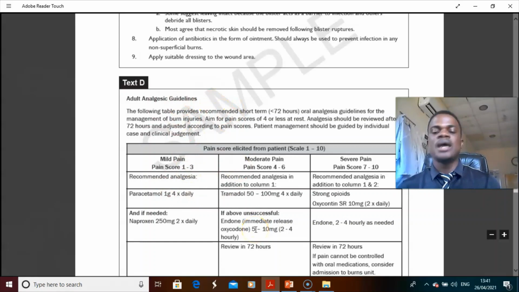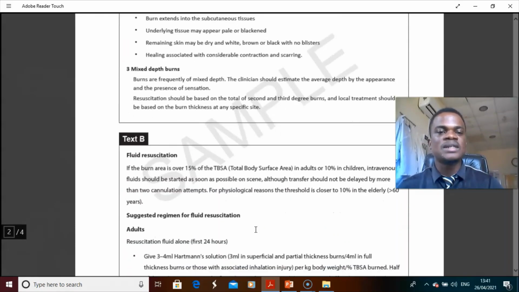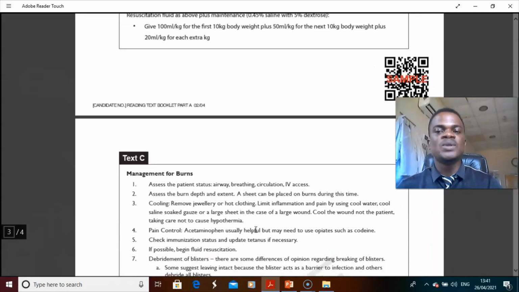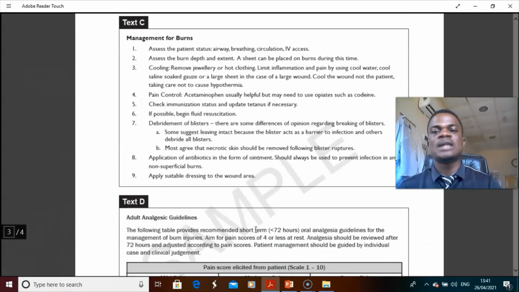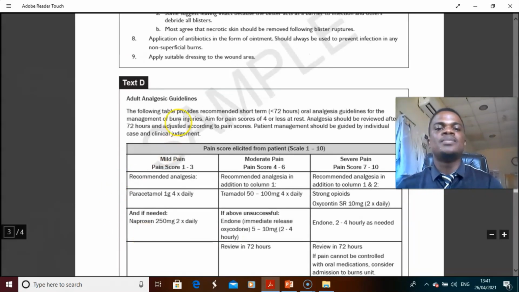Okay, part A, what is part A talking about? Part A is just about the depth of this burn. Part B is talking about the fluid resuscitation. Part C is talking about management of this burn, and part D is about the analgesic guideline. So these are the things you will have at the back of your mind. So don't bother trying to read the text, because reading the text, you will waste your time. Remember, you only have 15 minutes, meaning for each question, you have just 45 seconds.